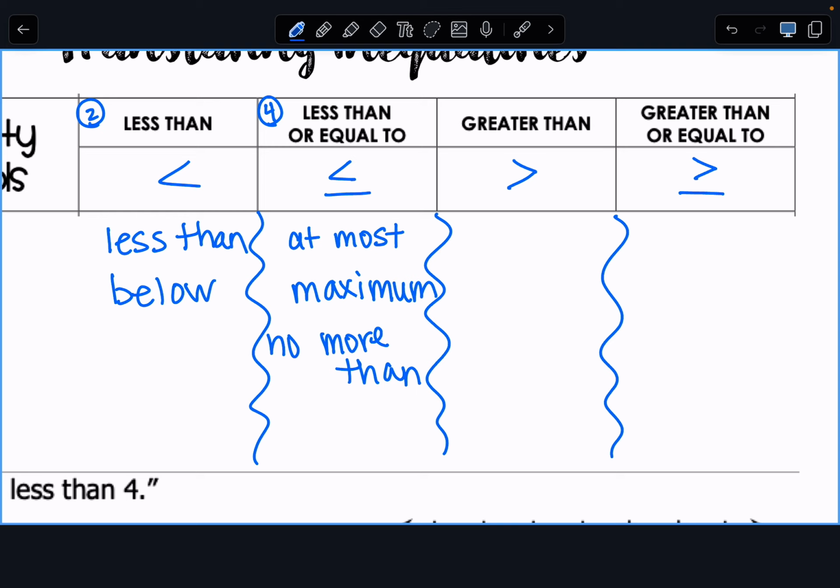Okay, greater than. That was in box 1, correct? In box 1, we have above. Okay. And then box 3 is the box that goes with greater than or equal to. So we have, okay, we have minimum, at least, and no less than.